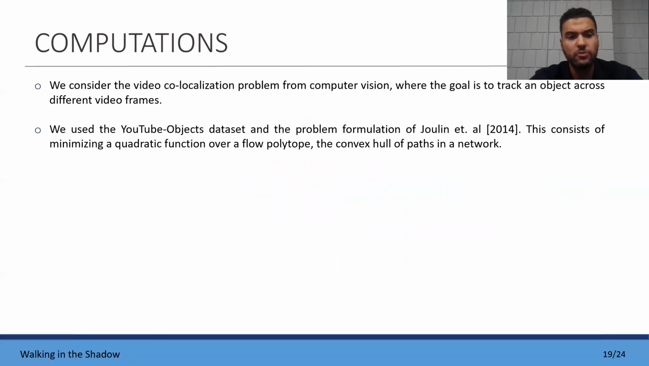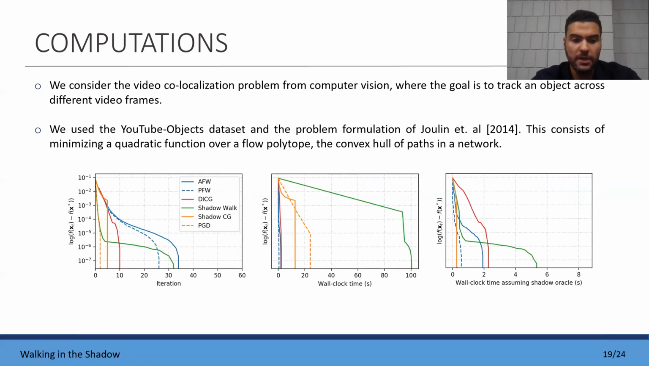So finally, to present some computations, we consider the video colocalization problem from computer vision. This amounts to minimizing a quadratic function over the flow polytope. And in this plot here, we benchmark various CG variants, PGD and our algorithms. On the y-axis, we have primal gap. And on the x-axis, we have iteration and wall-clock time. On the plot on the left, we see that shadow CG and PGD are superior in iteration count compared to CG variants. And on the plot on the far right, we see that if we assume a shadow oracle, meaning that we don't factor the time it takes to compute the shadow into account, shadow CG outperforms all the other variants.